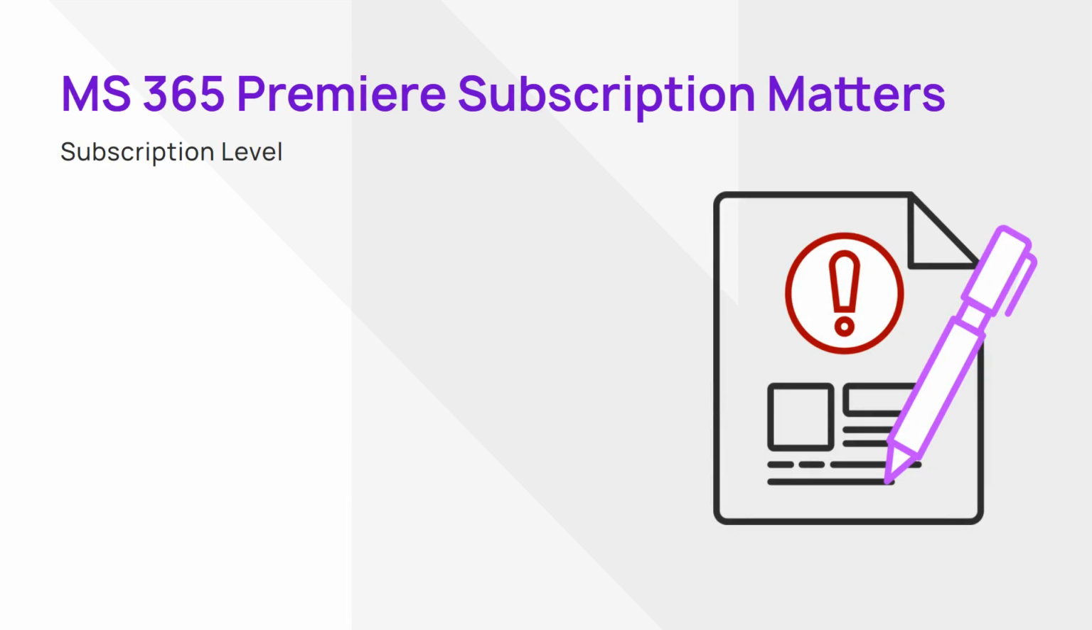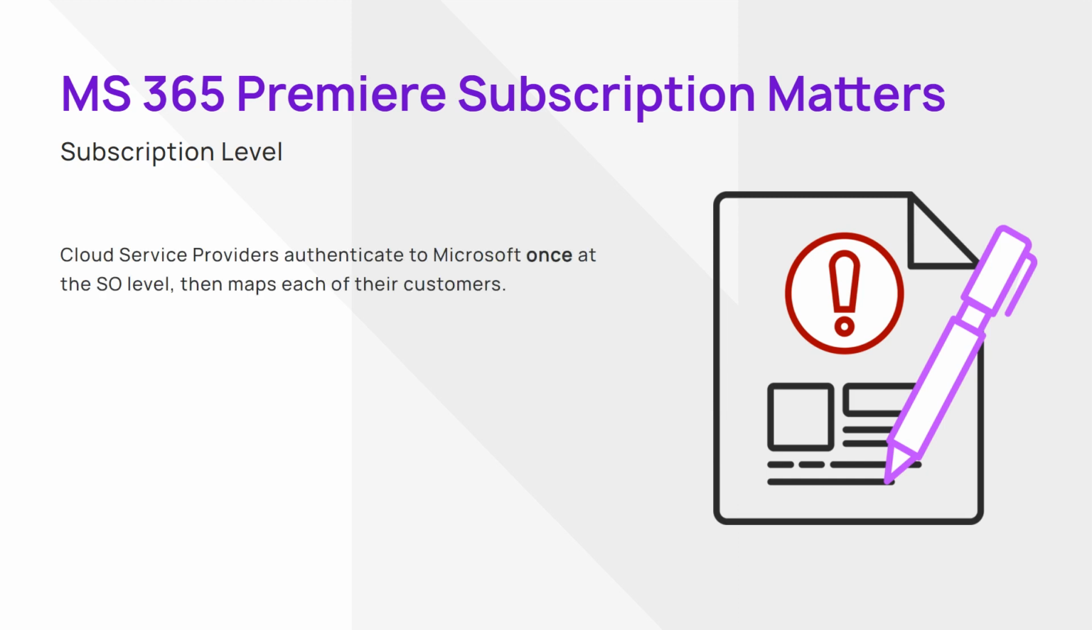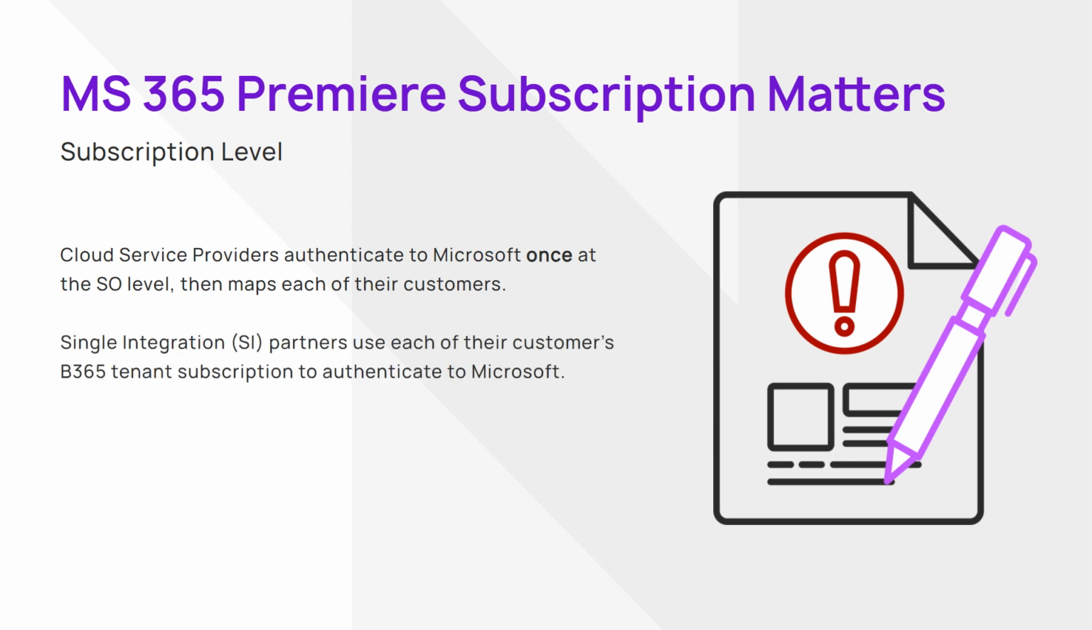A customer's Microsoft 365 Business subscription matters when using Microsoft Intune. Depending on whether the MSP partner is a cloud service provider or a simple integration, SI partner, how they authenticate to Intune will differ. Cloud service providers will authenticate to Microsoft at the SO level, then map each of their customers. SI partners will use each of their customers' 365 Business tenant subscriptions to authenticate to Microsoft.